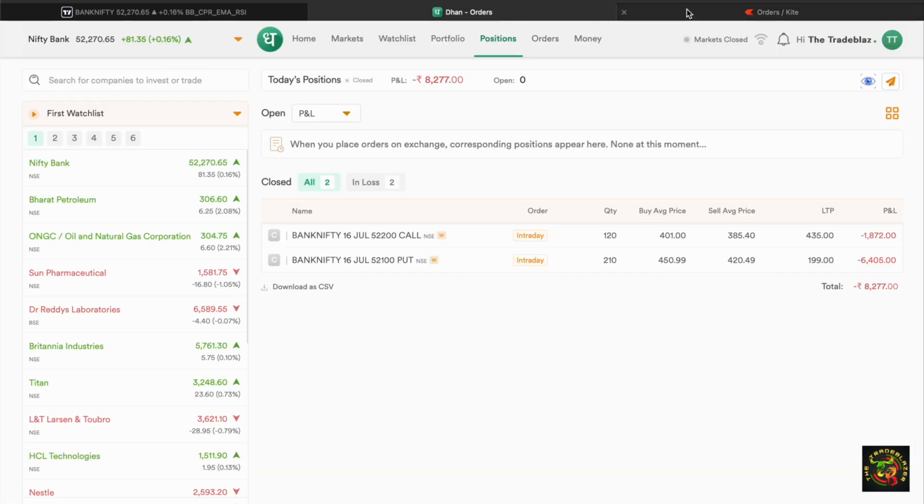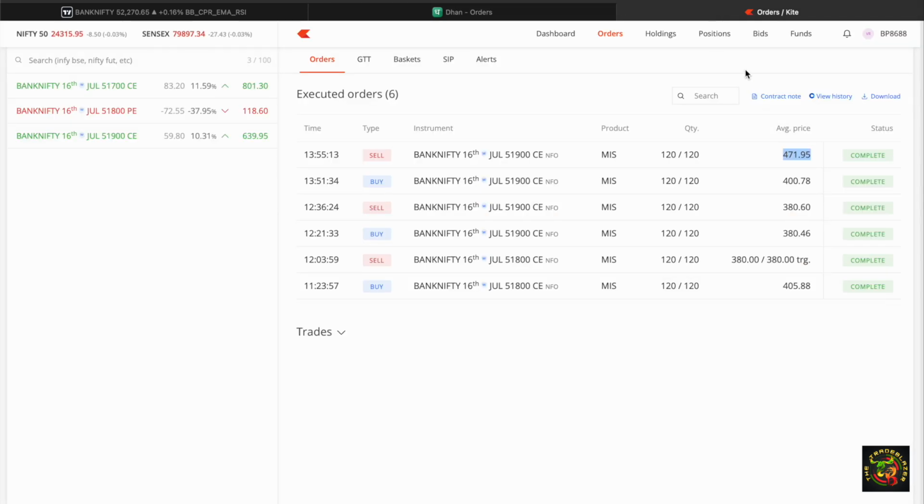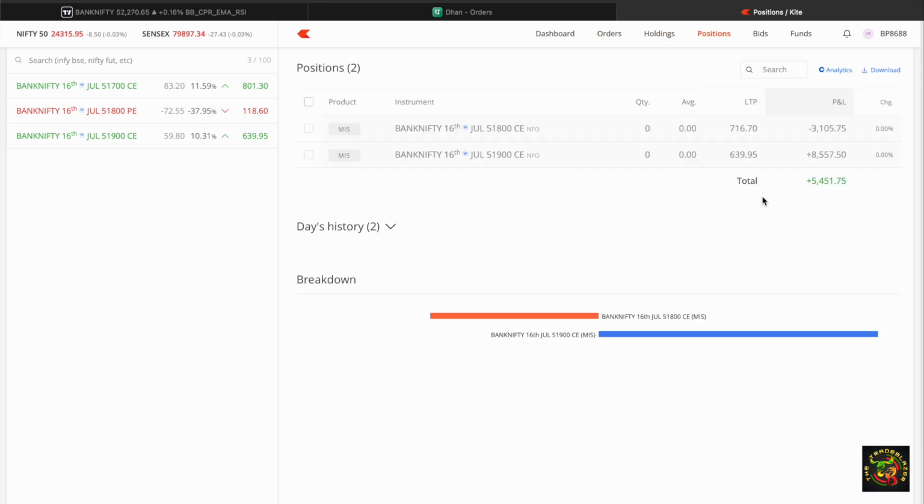And so overall we made a loss of 8,200 in Dhan, and a profit of close to 5,500 in Zerodha. Overall, we closed the day with a 300 loss.